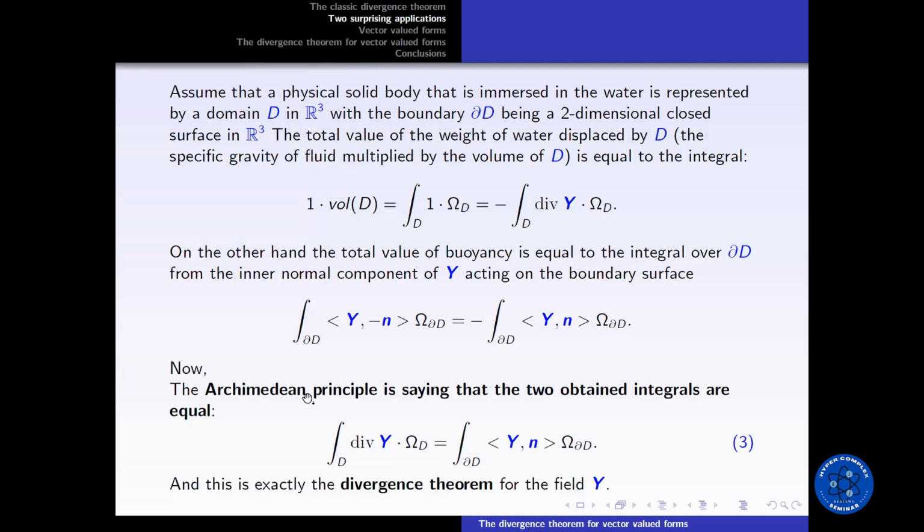Now, Archimedes, more than 2,000 years ago, said these two integrals are equal. So the Archimedean principle is saying that the two obtained integrals are equal. But look, this is exactly the divergence theorem for our field. Why?